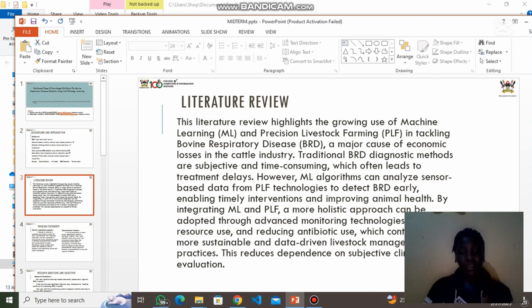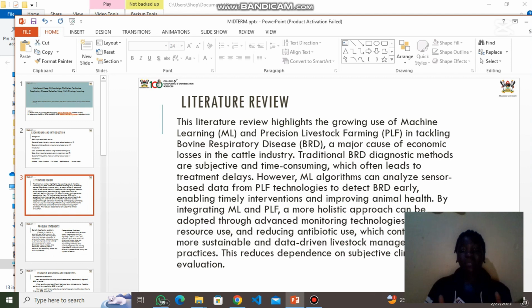But for now, in our literature review, it highlights the growing use of machine learning and then precision livestock farming, thus getting rid of this bovine respiratory disease, which is a major economic loss in the cattle industry. So basically, we want to see in this literature review how this machine learning has helped to get rid of this bovine respiratory disease.